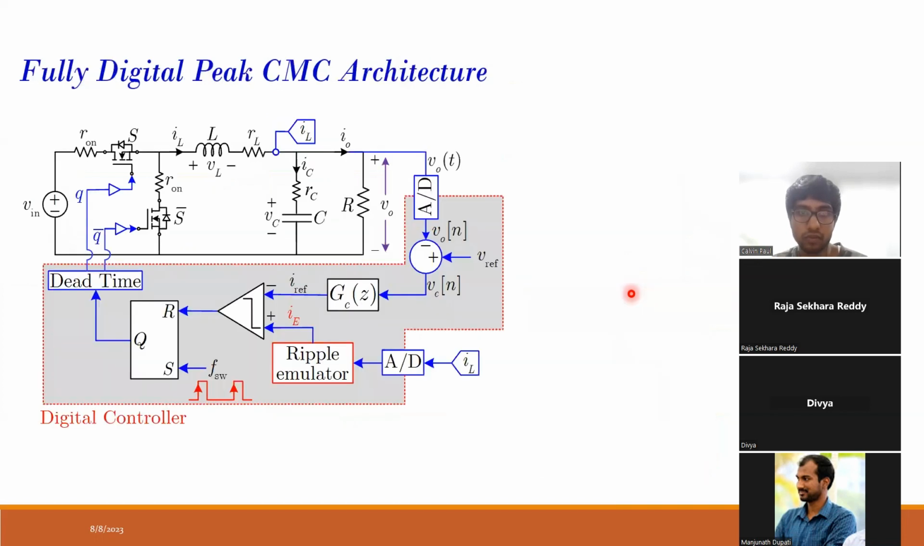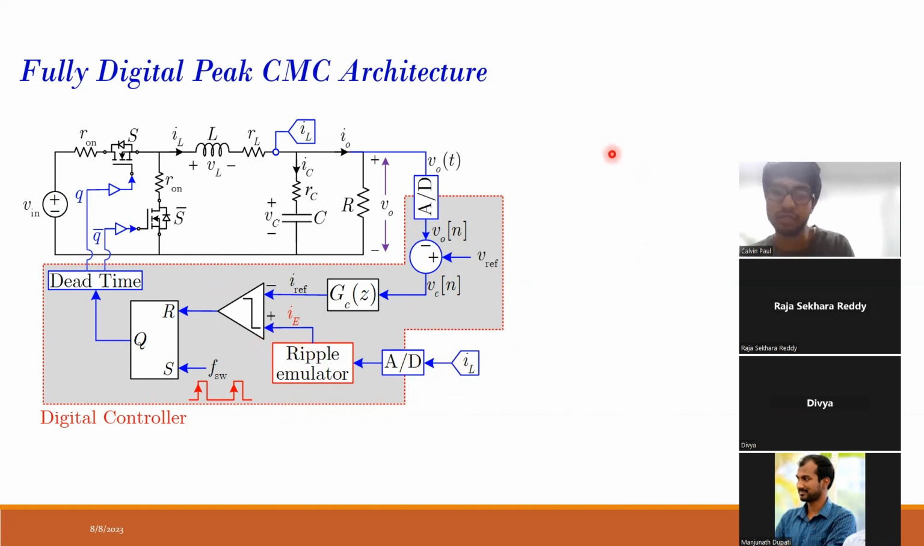Now we will go to fully digital current mode control. We did mixed signal, where the inductor current was in the analog domain and the voltage was in the digital domain. Now we will consider both in the digital domain. So the output voltage is sampled, and the inductor current also has to be sampled by this ADC. And we will consider a ripple emulator.